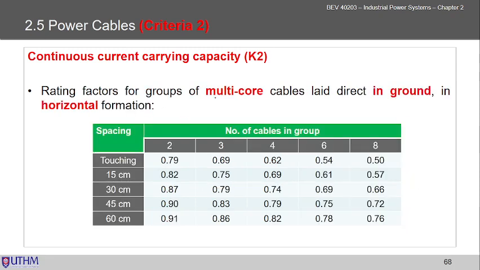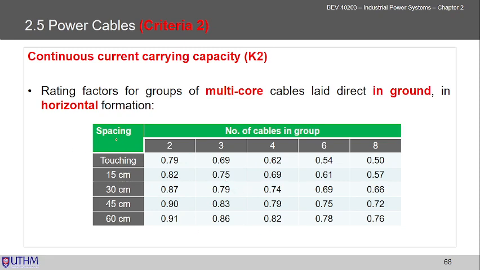And if we have still the multi-core cable, but this time we are not installing in air, but rather underground, in ground. In ground, we have to look at the formation, that means how we lay the cables. In this case, it is laid horizontally. So if we lay underground horizontally with the multi-core cable, this is our K2 value.